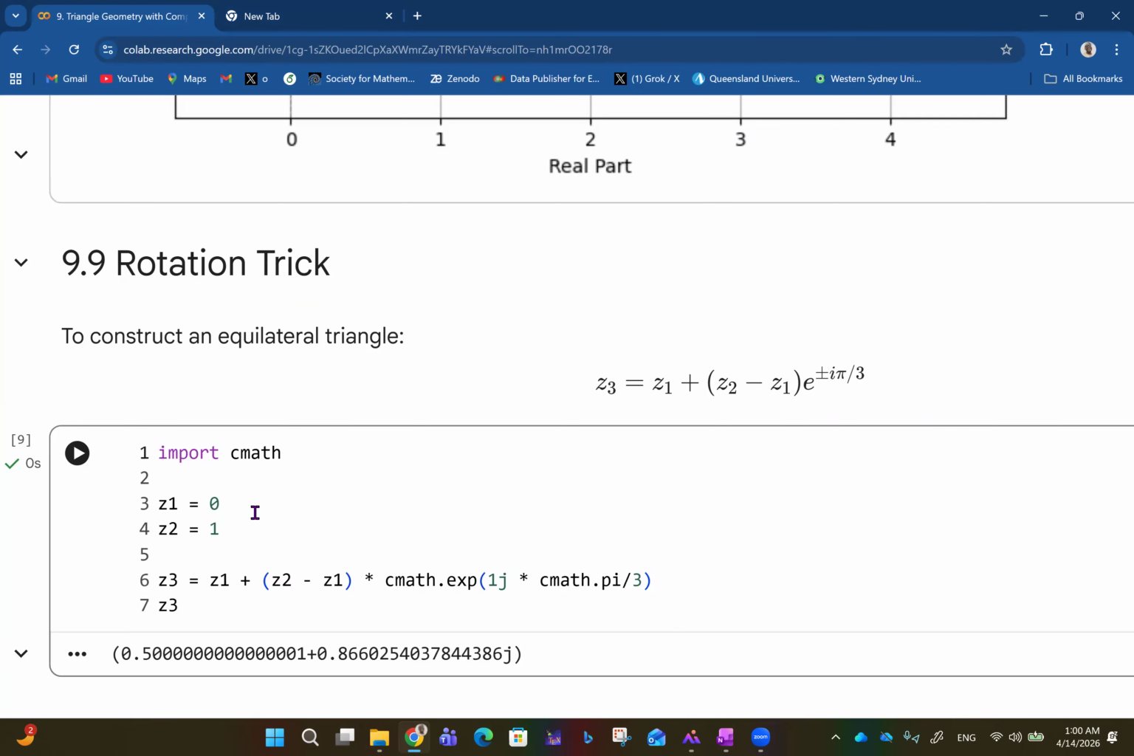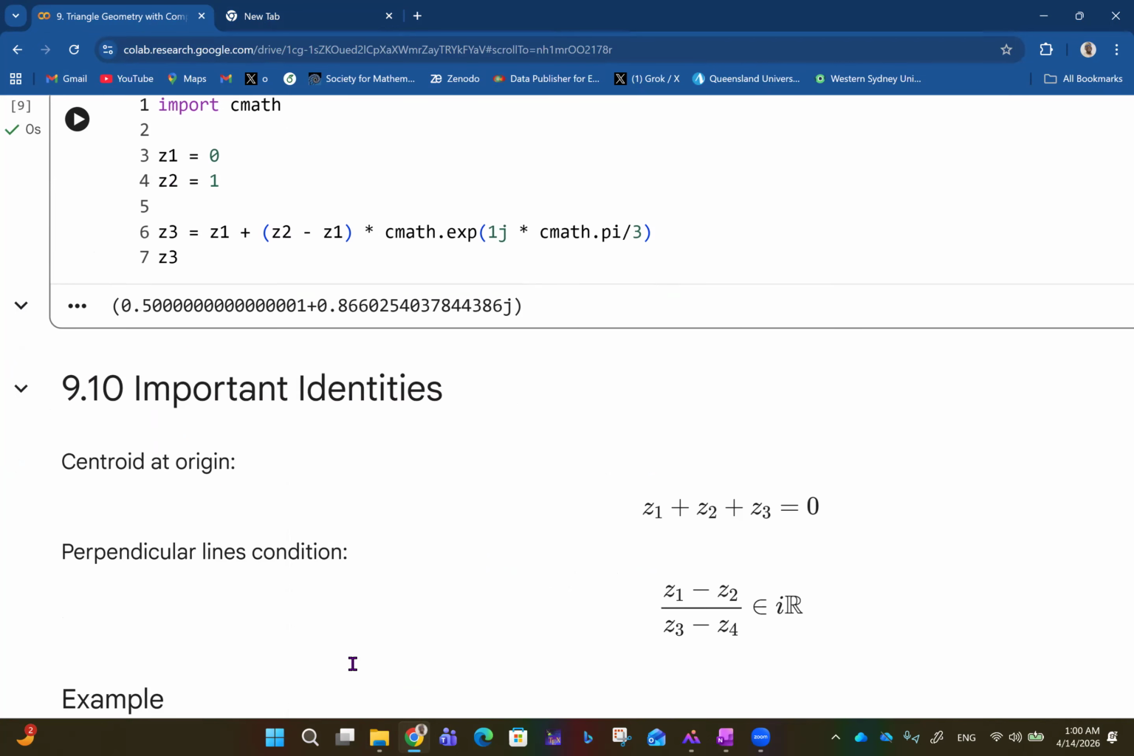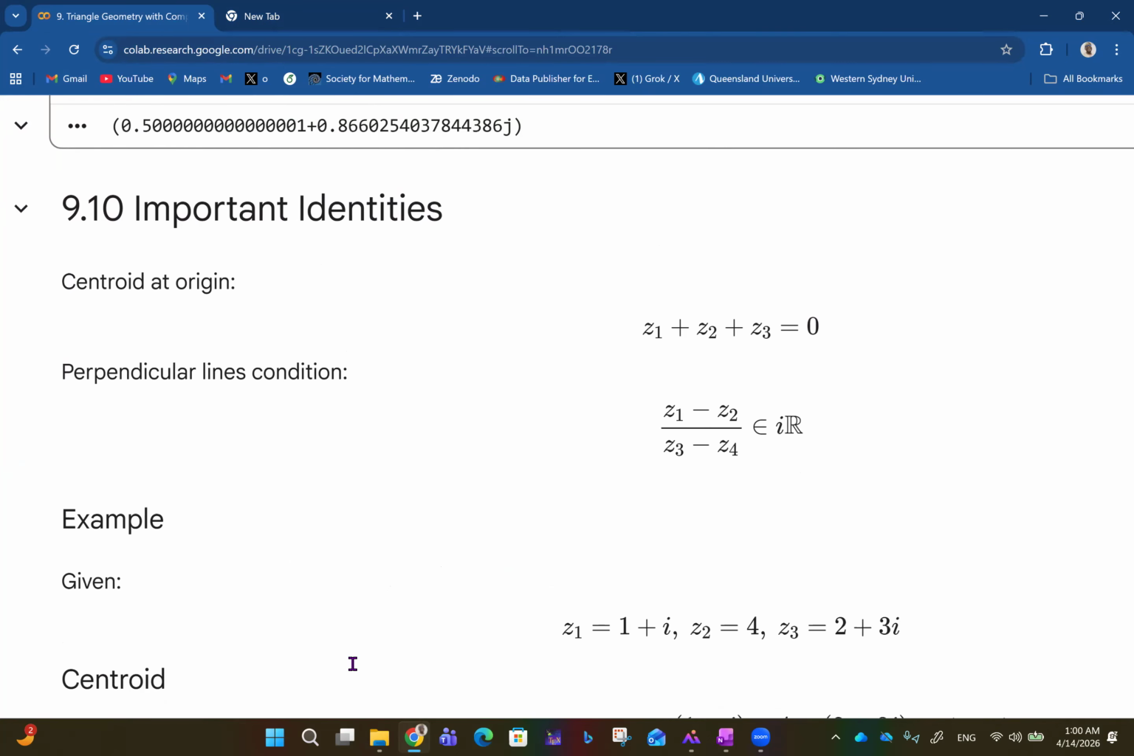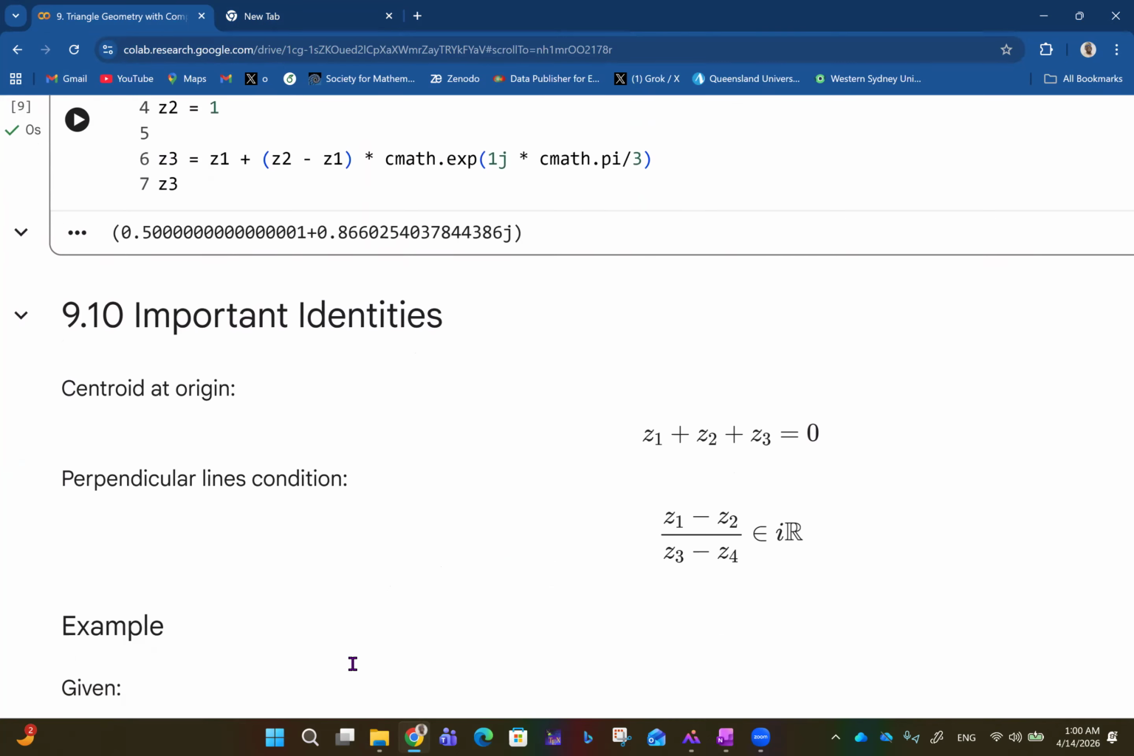But we can just do it like a coordinate system. This is for Z1, this is 0, 0, the origin. Z2 is 1, 0. The imaginary part is non-existent. And then we have 0.5, 0.87, if you like. So we can plot that on a coordinate system and you get an equilateral triangle. Then we have important identities like this.